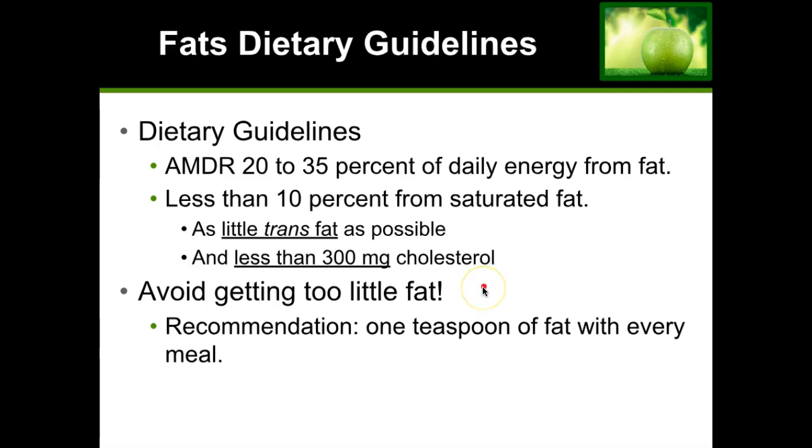Also, avoid getting too little fat. You need fat for your nervous system function and for proper hormonal function. So it's recommended that you eat about 1 teaspoon of fat with every meal. That's the rule of thumb.